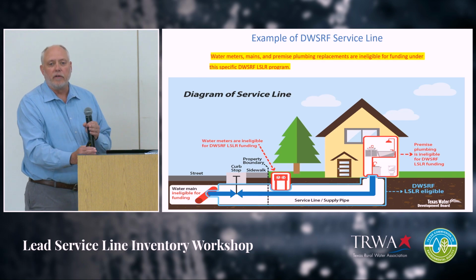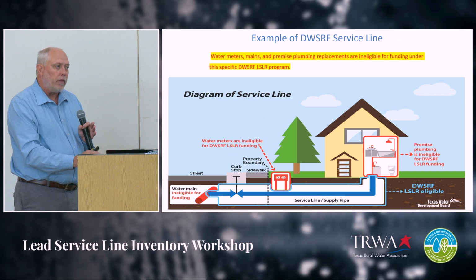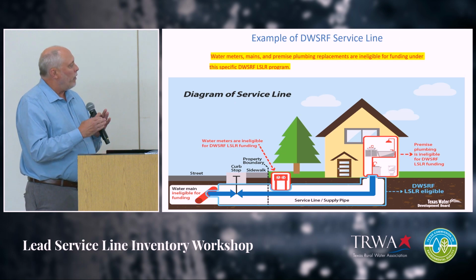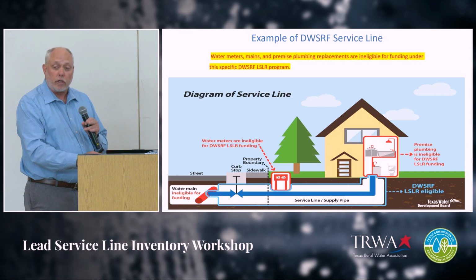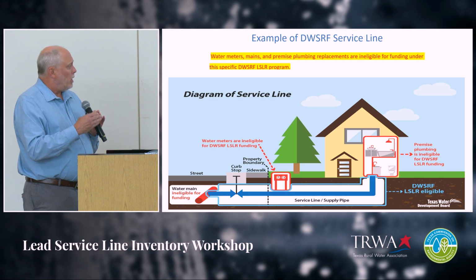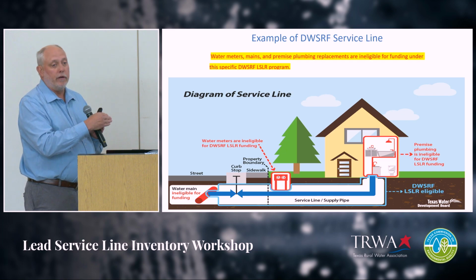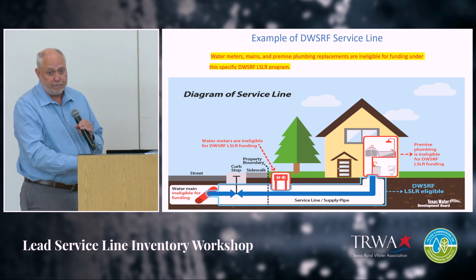Talked a lot about service line locations this morning. This particular funding is available for public utilities for the inventory work and the line replacement work, so for both. But for the inventory or the replacement work, the service line from the water main to the inlet of a structure or home building is available for funding. Through this particular program, meters, mains, and premise plumbing are not eligible for funding.